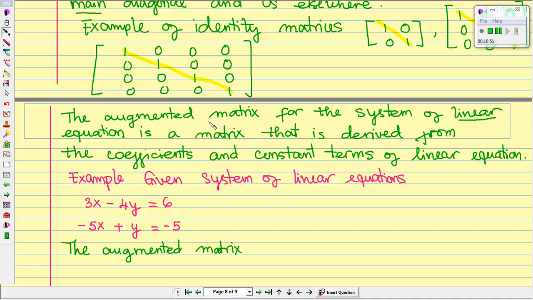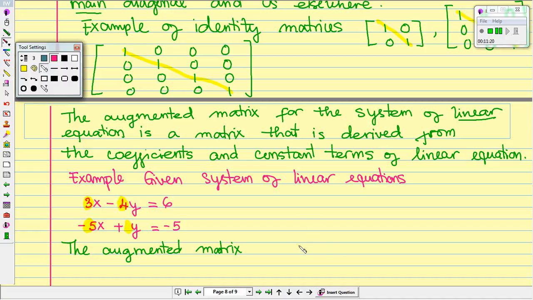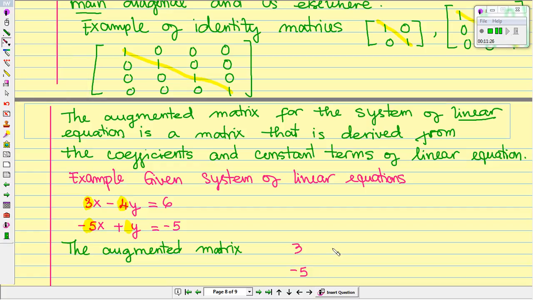From the definition, it says that the augmented matrix is a matrix that is derived from the coefficients. So let's go to the given linear equations and look for the coefficients. These are the coefficients, the numbers right in front of the variables x and y. Now, if you don't have a coefficient in front of the y, by default it will be 1. Okay. So let's write out these coefficients. So we have 3, negative 5, negative 4, and 1.